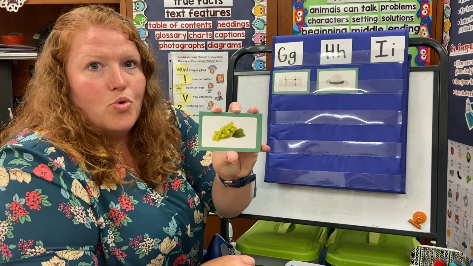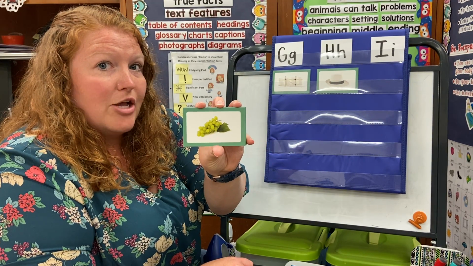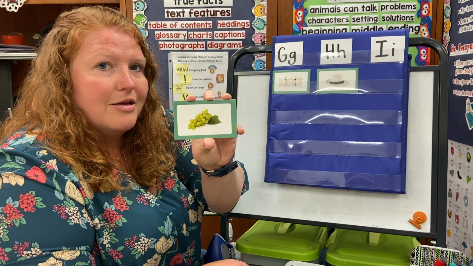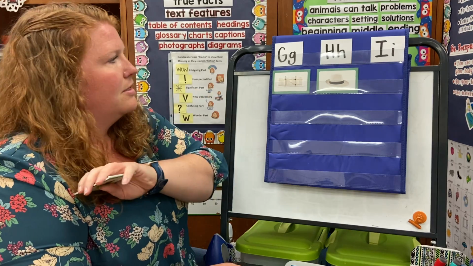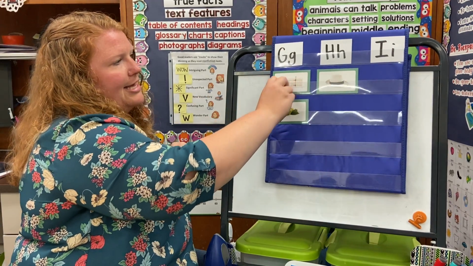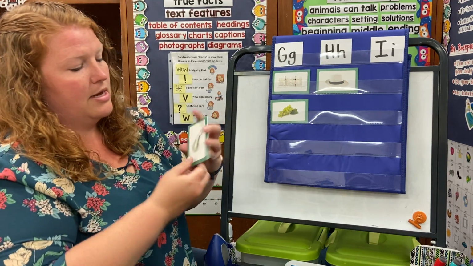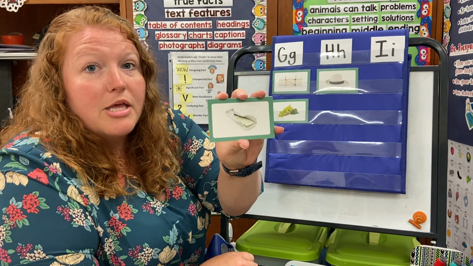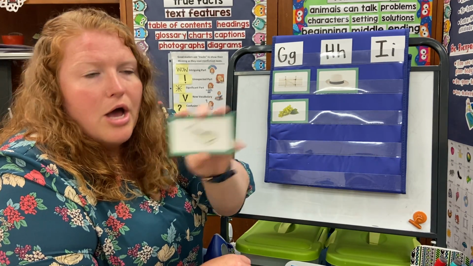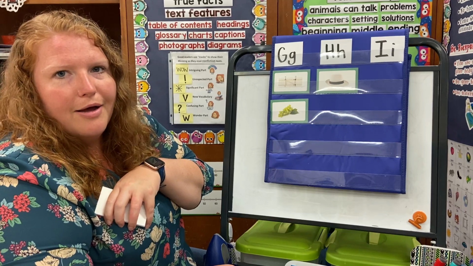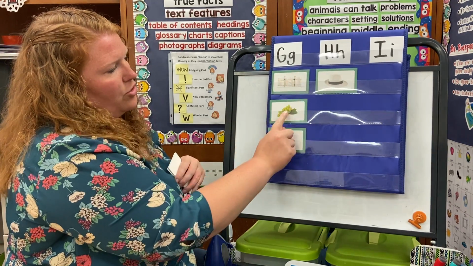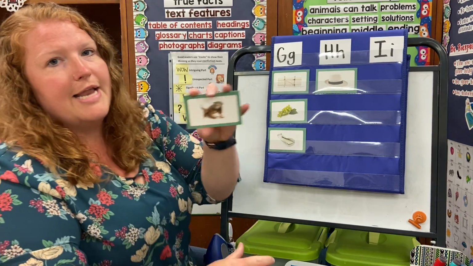Next one. Ooh, yummy. Grapes. Say grapes. What sound do you hear at the beginning? G, g, grapes. Which letter says G? G, like gate, grapes. What's this? Gum. Say gum. G, g. What letter says G? G. We have a lot of those, huh? Gate, grapes, gum.